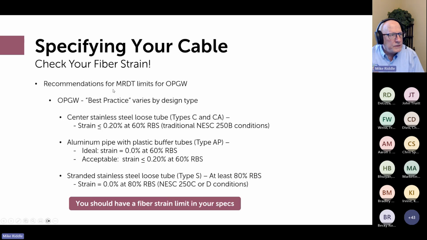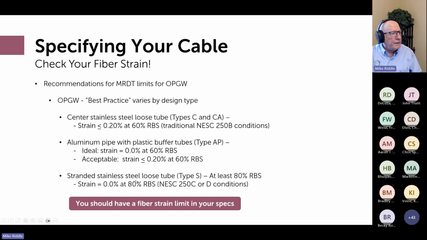MRDT, just the term that's used for OPGW, same thing. It's going to vary by your design type. Center tubes, I think at 60% because that's the traditional NESC 250B condition. I would say 60%, 0.2% or less. Depending upon what your utility does, you could adjust these numbers. Aluminum pipe type design, I think ideal, it would be 0 at 60%. Again, the traditional NESC 250B limit, acceptable 0.2% at 60%.